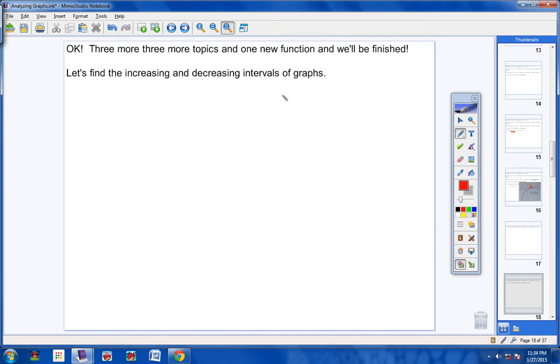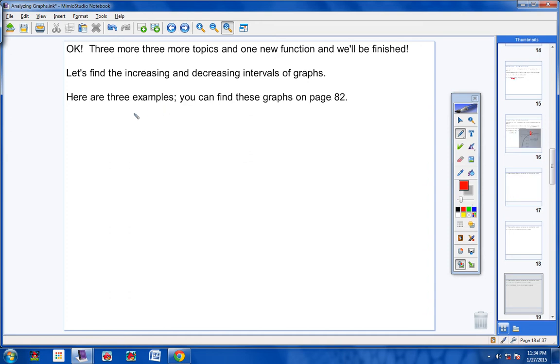Intervals of graphs, okay? Increasing and decreasing intervals. Here are 3 examples. Now, I would make note in your notes that you can find these graphs on page 82, okay? We're going to do 3 examples on page 82.